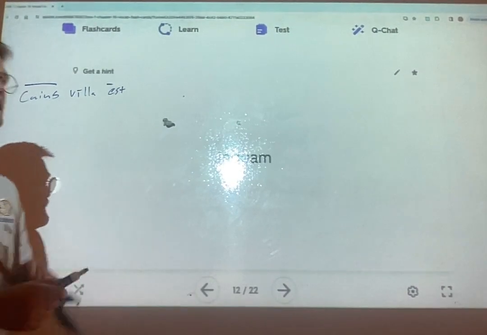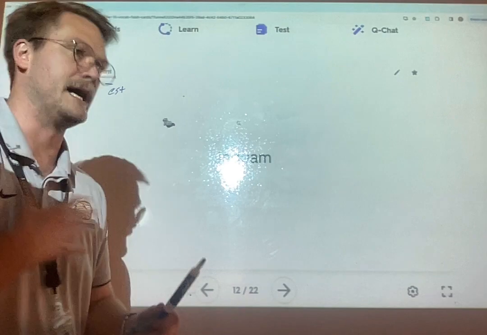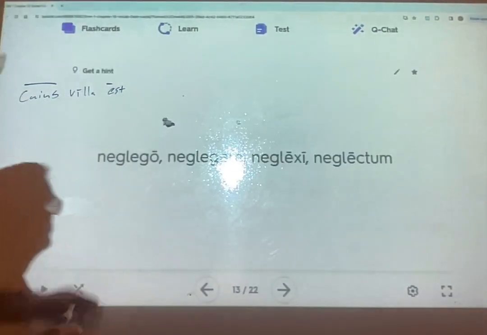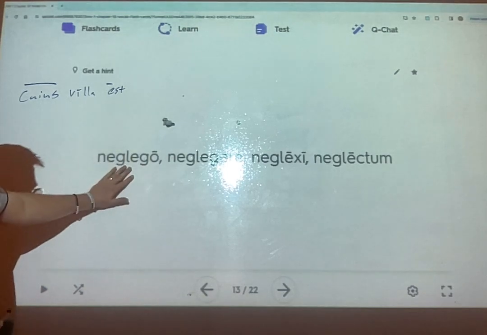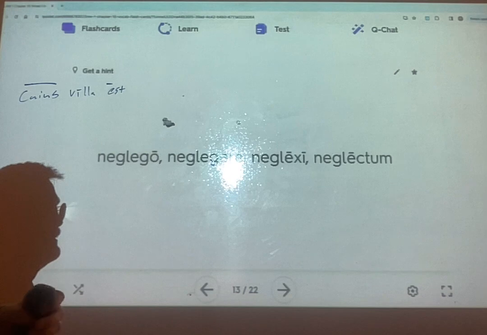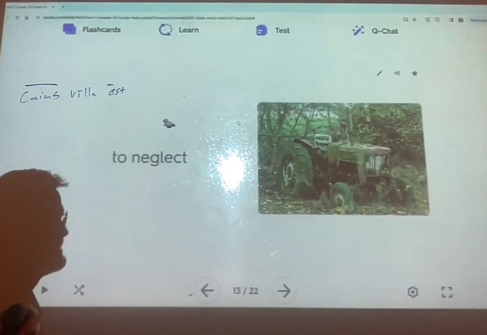Inquam, y'all are used to inquit, which means he says. Inquam means I say or I said. All right? Direct speech. Neglego, neglegere, neglexi, neglectum. This is to neglect. What conjugation is that? Third, good. So what endings would it take in the future? The ones you just learned. Yep: am, es, et, emus, etis, ent.